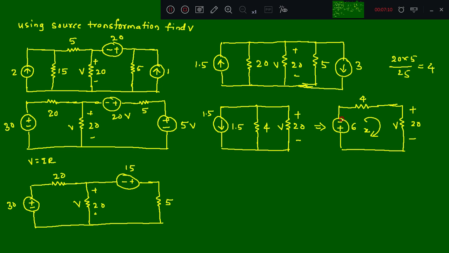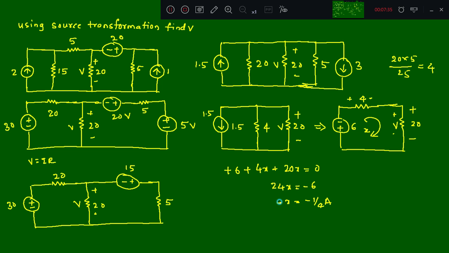So start from this point. So what is the equation? Plus 6, plus entry sign, plus here, minus entry sign here, plus minus. So here it is 4x plus 20x, which is equal to 0. So 24x, which is equal to minus 6. X will be minus 1 by 4 amperes.